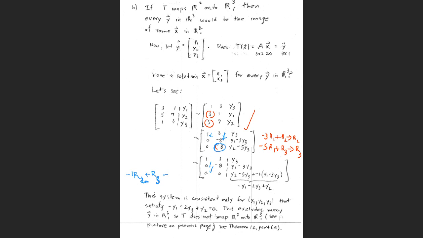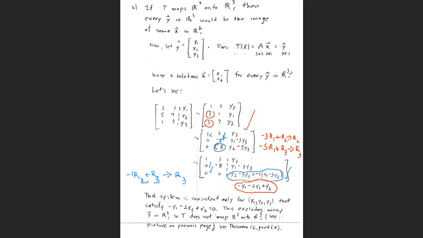Let's try to make this a little bit nicer. Okay, and I'm going to replace row 3 with that summation. And this is what you get. So look at the third row. On the right, y2 minus 5y3 plus -1 times y1 minus 3y3 can be simplified to -y1 minus 2y3 plus y2.